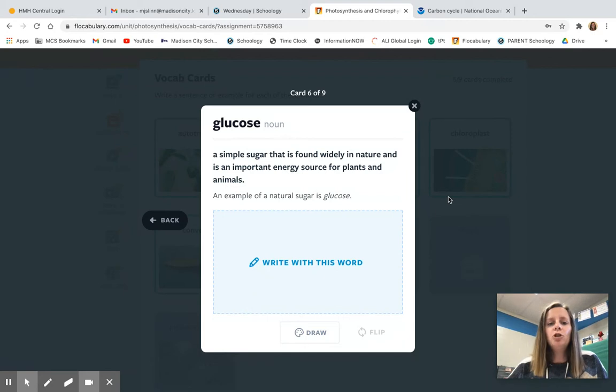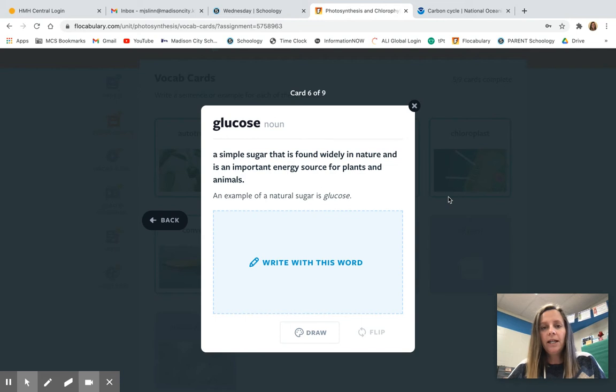Glucose is a simple sugar that is found widely in nature, and it's an important energy source for plants and animals. An example of a natural sugar is glucose. So when you think of glucose, just think of table sugar that you use to make cookies or brownies or cakes or whatever. It's sugar that your body needs to fuel its functions.